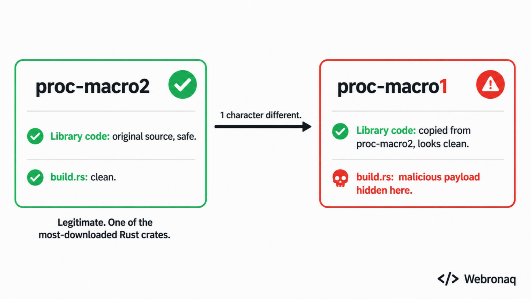That script reassembled a remote server address from scrambled text fragments, turned off security certificate checks, downloaded a second program, and ran it on your machine immediately. The library itself was clean. Only the build script was rotten. So the natural question is whether any security tool could have caught this before it ran.